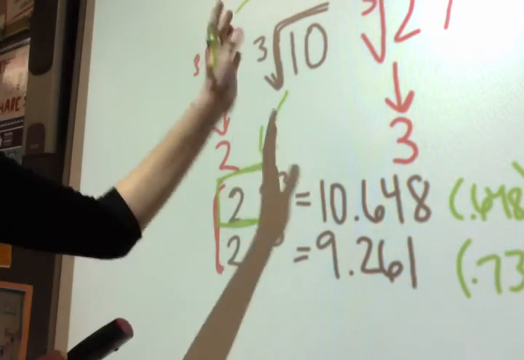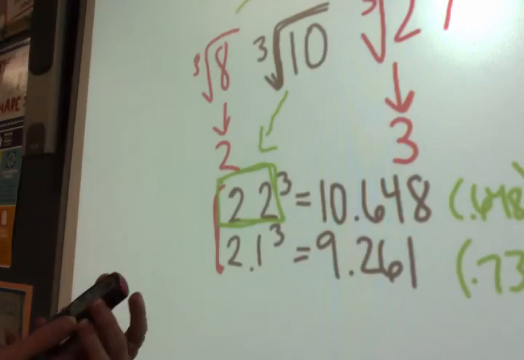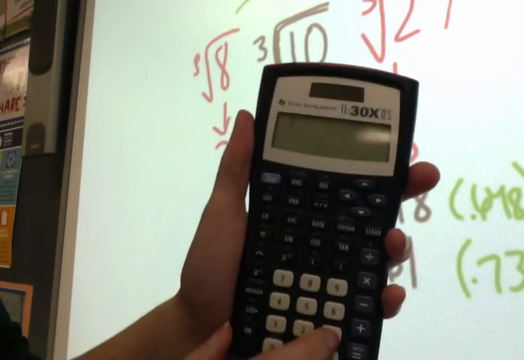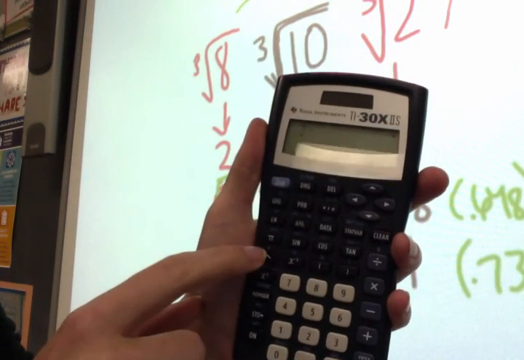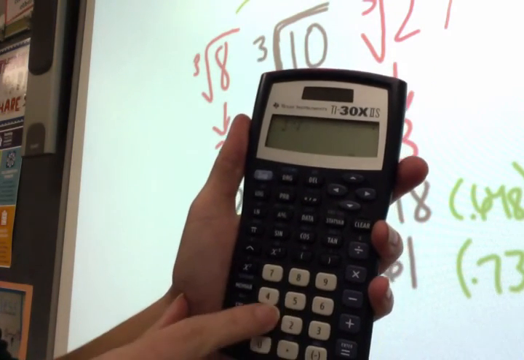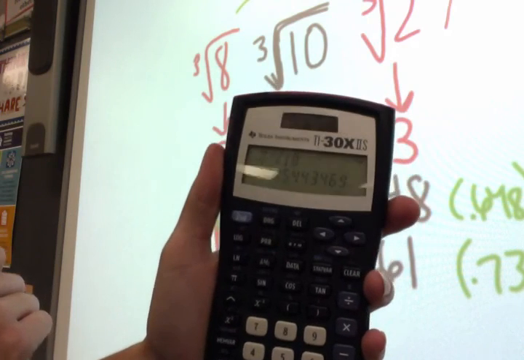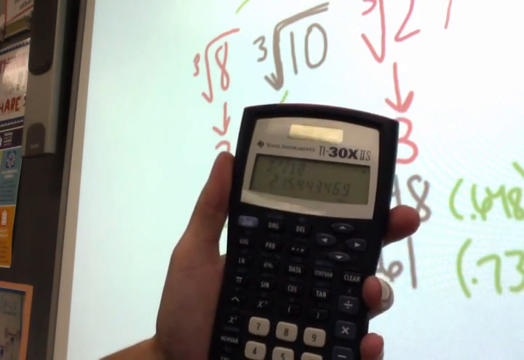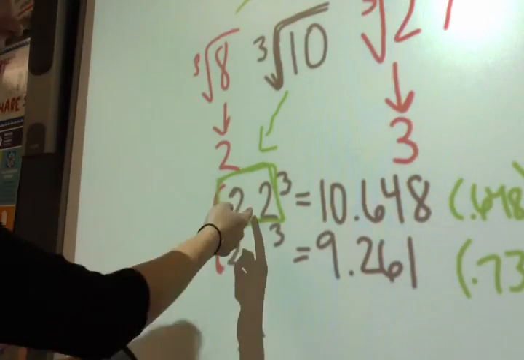Now, to test this out, let me just see what the cube root of 10 is. The way to do that in your calculator is you put 3, and then you go to second, this button right here, 10, and I get 2.15. Well, if I round that to just one decimal place, I get 2.2. So that's my estimate.